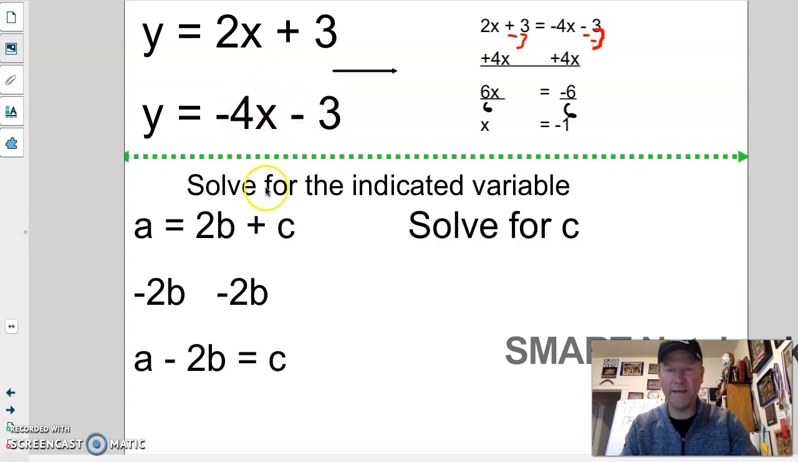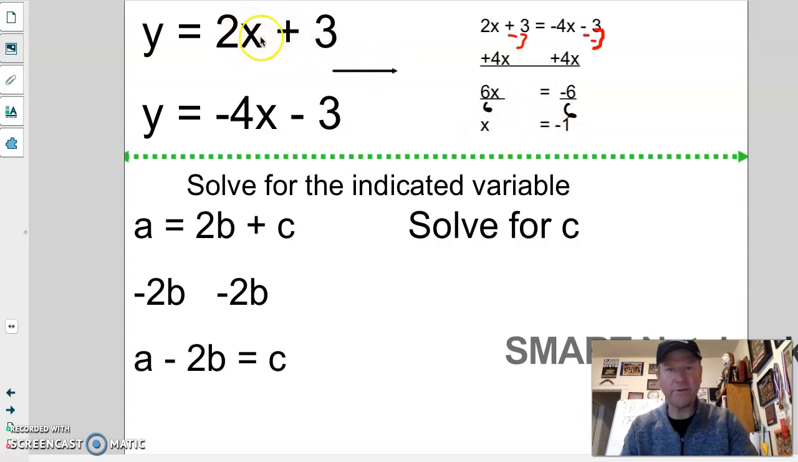This was for Monday, May 18th. On top, you see the system of equations. It was an equal values method. So we would take 2x plus 3 and set it equal to the negative 4x minus 3. You can see that on the right side of your screen there. There were two steps. We added 4x to both sides, and then in pen there, I showed you the minus 3 from both sides. You end up with x equals negative 1.